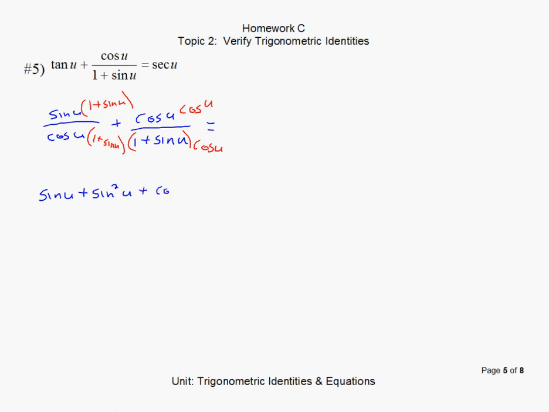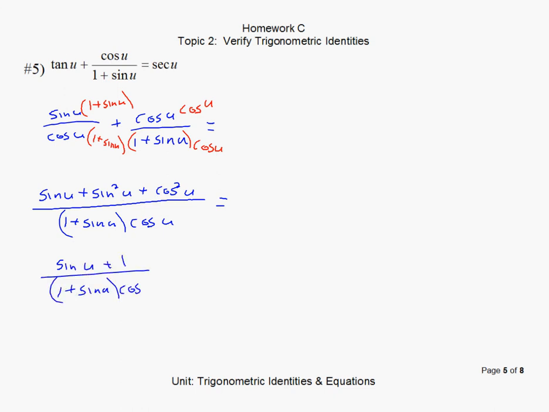Distribute cosine times cosine. It's not distribute, it's just multiply. Denominator, I'm not going to multiply it together. You'll see why here in a minute. You might not know that. You might multiply it together, but you don't need to. Sine squared plus cosine squared here, once again, is 1. Notice what happens. You can cancel a sine of u plus 1 from the top and the bottom, giving us 1 over cosine of u, which of course is secant, which is what the right side is.